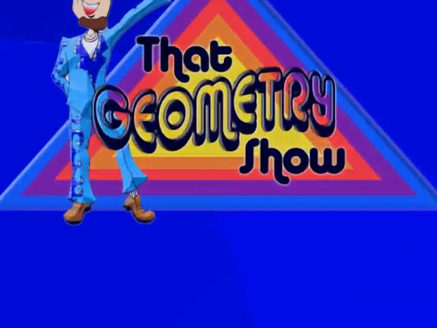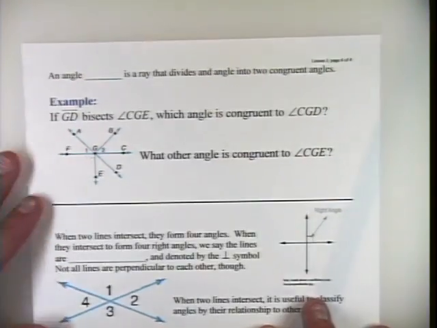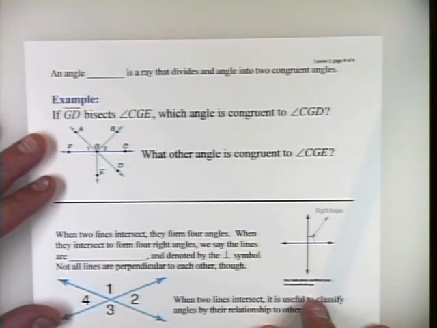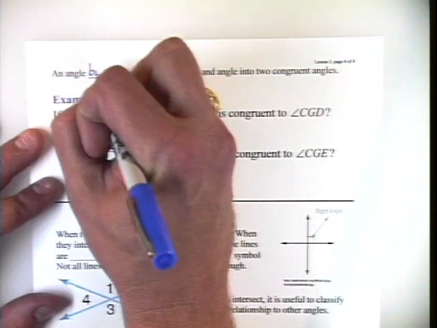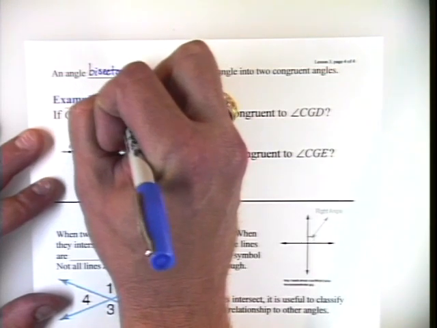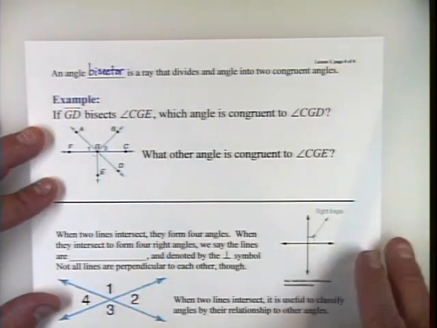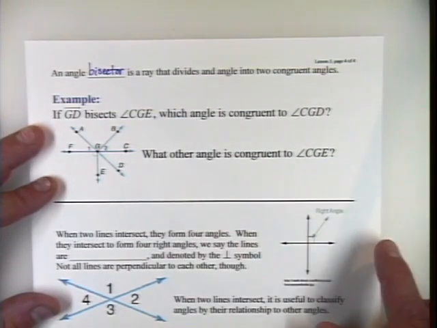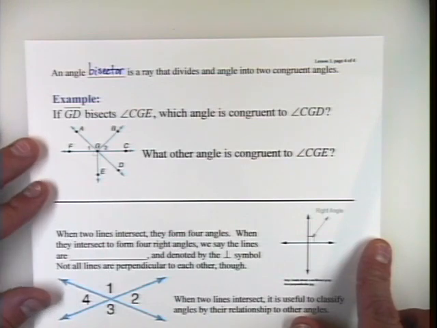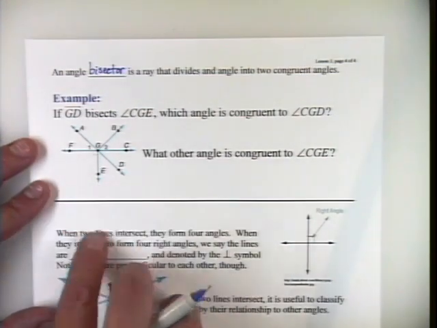Okay, another definition here. An angle blank is a ray that divides an angle into two congruent angles. Well, that word is a bisector. An angle bisector is a ray that divides an angle into two congruent angles. Okay, let's look at those three definitions and see if we can't get a better idea of how we're going to be using them. Here's an example.